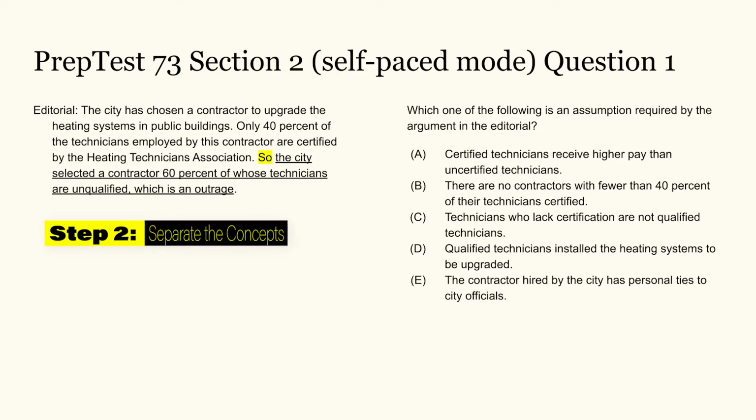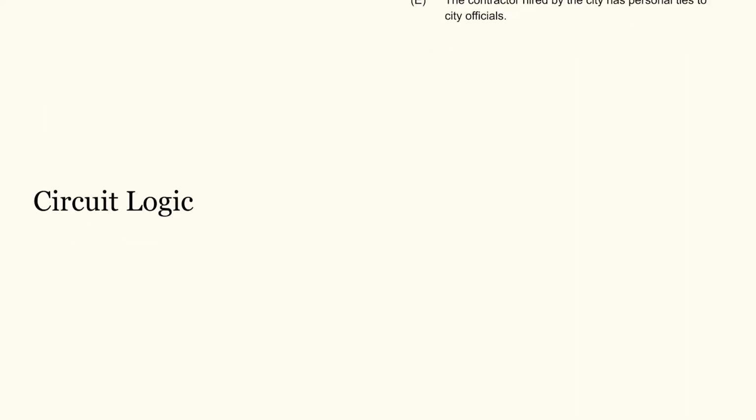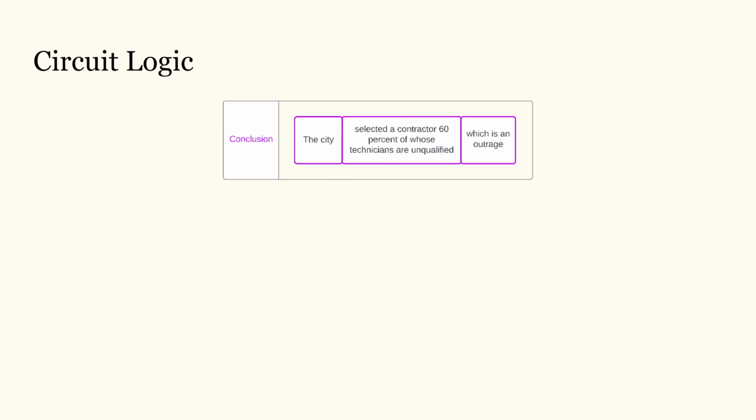Next, we'll split the conclusion into parts. The first part of the conclusion is the subject of the sentence, the city. The second part is the predicate, which begins with the verb, selected. And in this case, the third part is the subordinate clause, about an outrage.